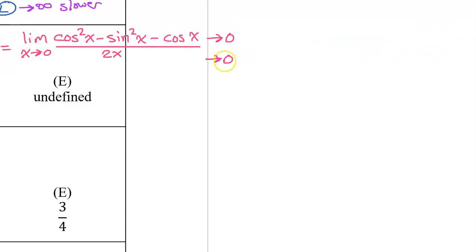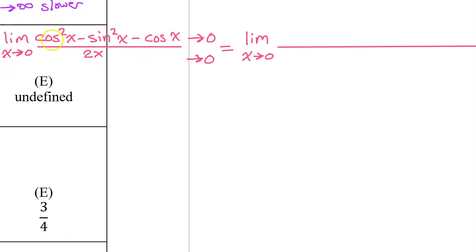Because the numerator and denominator are still approaching 0, we can use L'Hopital's rule again. So let's again take the derivative of the numerator and denominator and see what happens. First, I take the derivative of cosine squared. I'm using the chain rule. So the derivative of the outer function is 2 cosine x. But now I have to multiply by the derivative of the inner function. The derivative of cosine is negative sine. So I'm going to put sine x, and I will put the negative sign in the front.